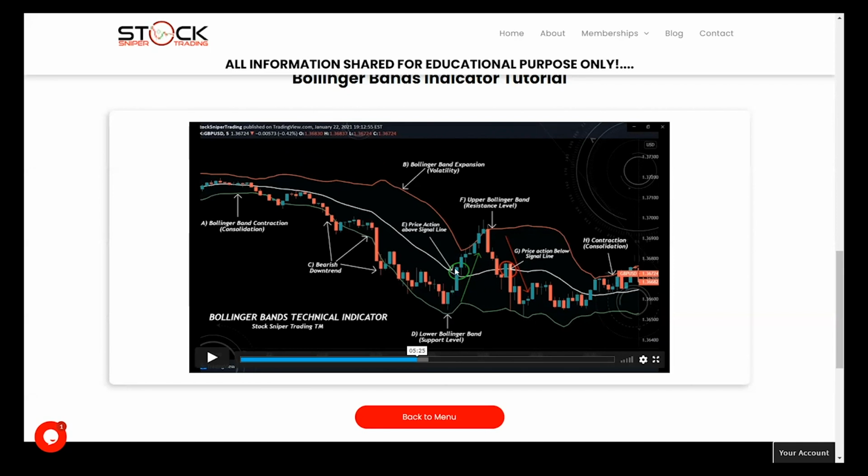Then we start to see buyers come in. This is a key signal right here. First time we've had volume close above the signal line. So there's our retest candle. We could get into another possible scalp here to the upside and collect some pips to the upside.